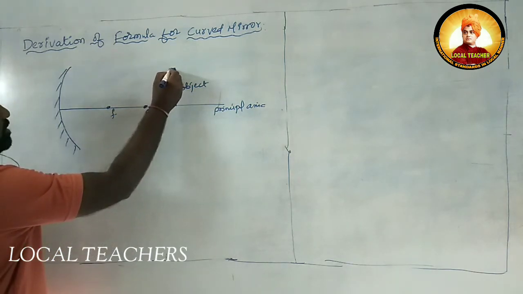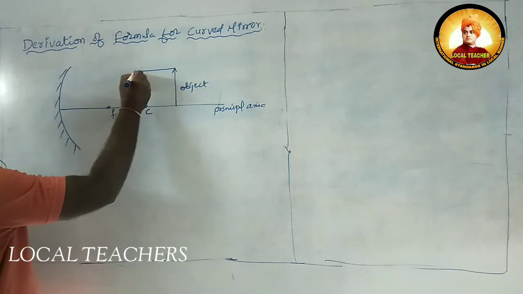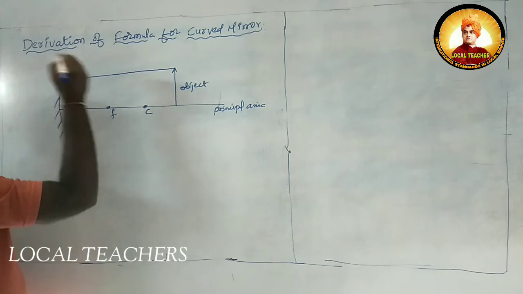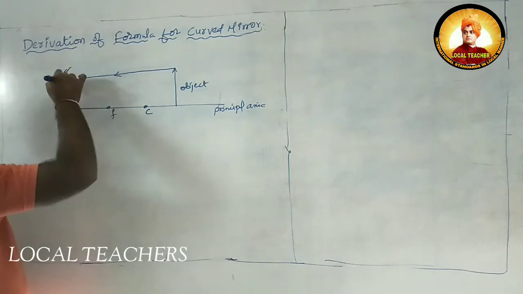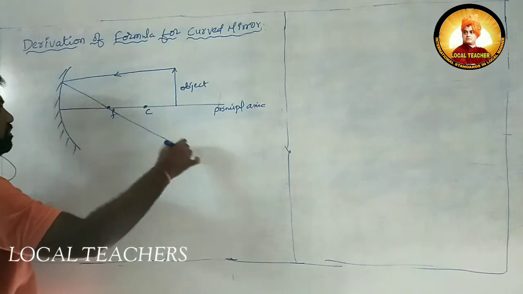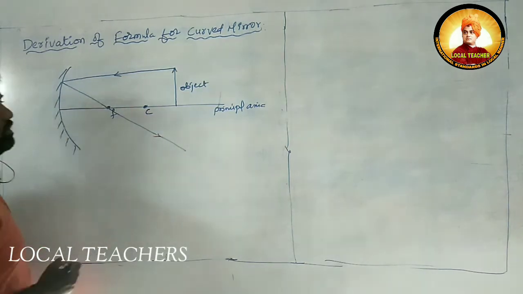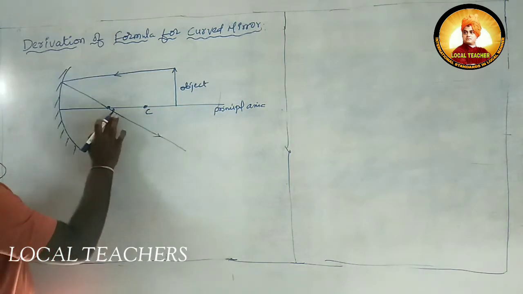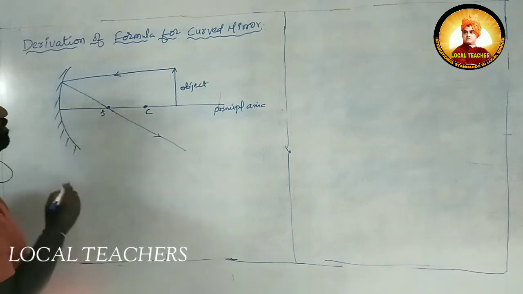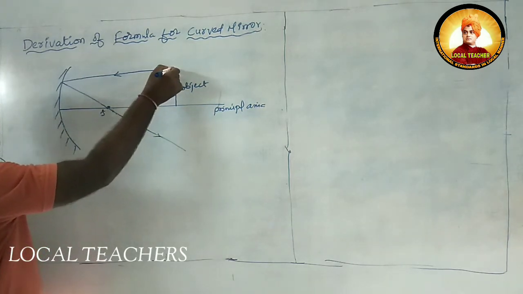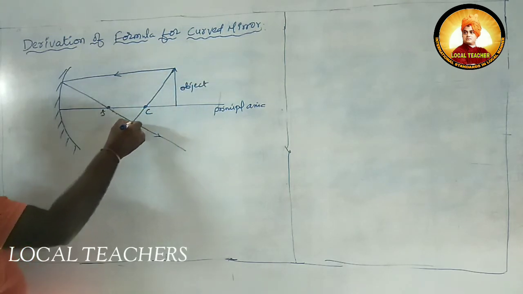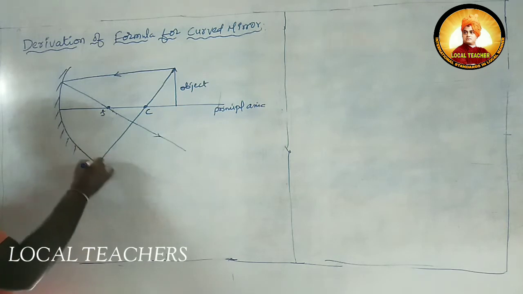From the top, consider an incident parallel ray which is traveling parallel to the principal axis. After reflection it will pass through the focus point. So this is the reflected ray. I am writing F here. Consider another ray from the top of the object, which is traveling through the center of curvature.